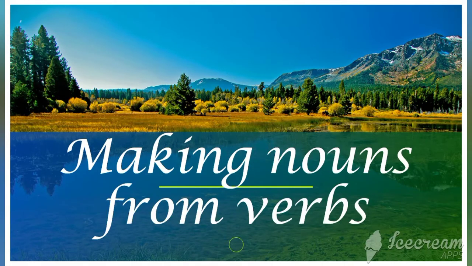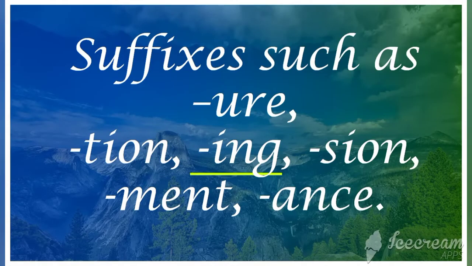So first we are going to study making nouns from verbs. Here are some examples. How it is made is with suffixes such as ure, tion, ing, sion, ment, anc. These are added to the verbs to change them into nouns. When I give an example, I think you can understand.